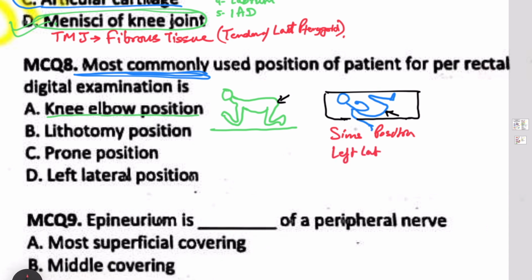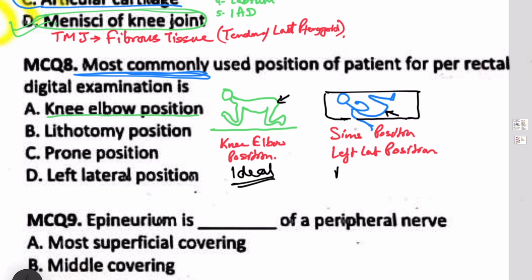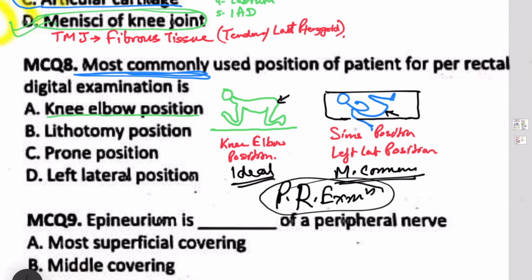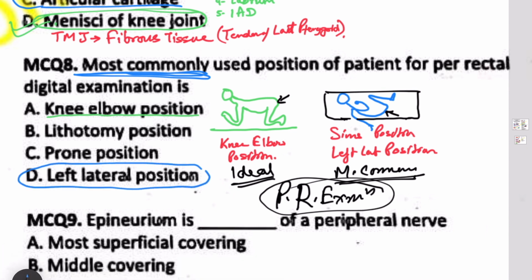Left lateral position, and this is knee elbow position. So you can remember that this is an ideal way, and this is the most common position for per digital or per rectal examination. Per rectal digital examination. The answer here will be left lateral position.